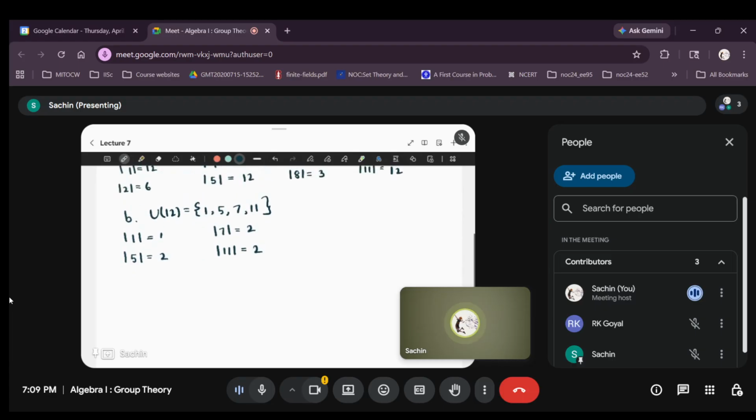So you can observe that U of n is not always cyclic. There is no element that generates U of 12 within U of 12 because order of 5, 7, and 11 is 2. So the subgroup generated by 5 is just 1 and 5 because its order is 2. So none of the elements generate the group. So U of 12 is not a cyclic group.